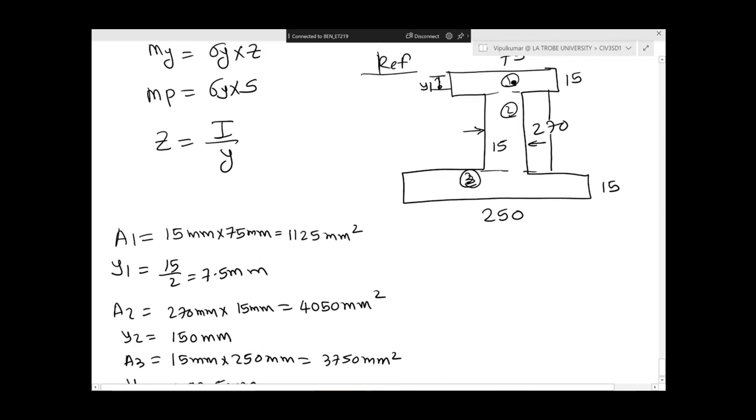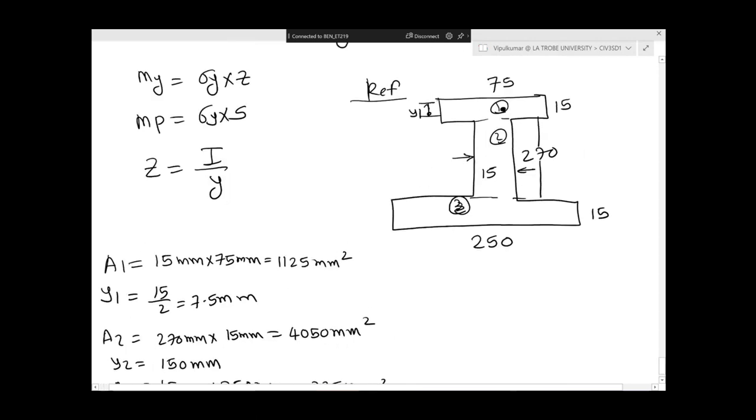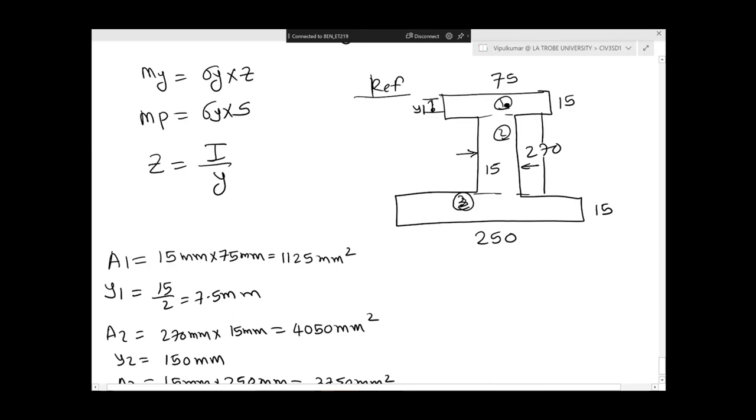Okay, I calculate A1, Y1, A2, Y2, A3, Y3. Anything you don't understand? Any numbers? Oh, yes. How do you get Y2? Centroid of this part from the reference point. Yes. 270 divided by 2, so it would be here.